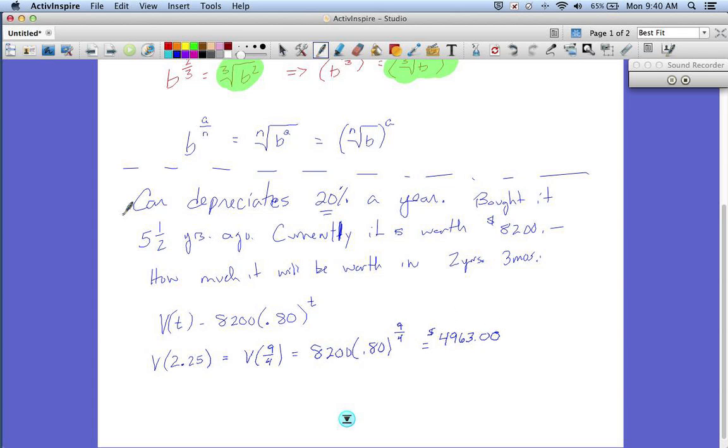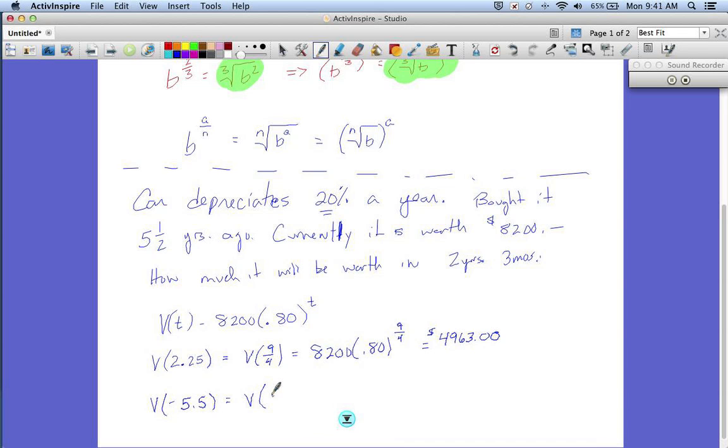Okay, and what if you're curious? Well, I forget how much I paid for this car. Well, I bought it 5.5 years ago. So, 5.5 years ago. So now we're looking at the value. If we get common denominators here, 5.5 is going to be 5.5 years ago.